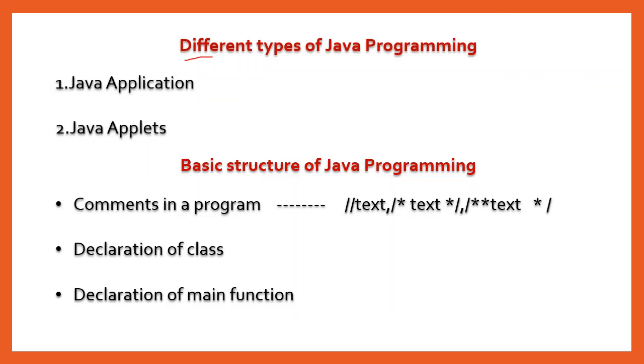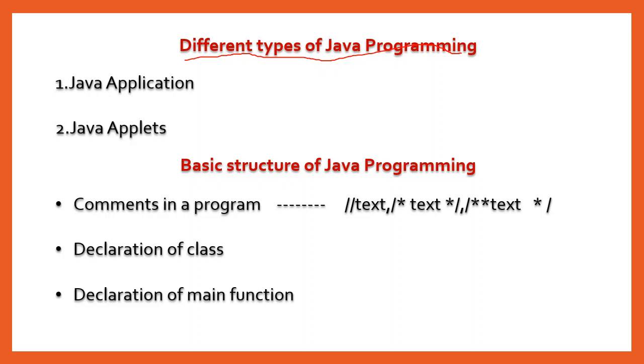Next one is different types of Java programming. We can develop two kinds of Java programming. One is Java application and the next one is Java applets. A Java application is nothing but a Java program, just like how we used to develop a program. That is called a Java application. It can be interpreted with the help of the Java virtual machine, so that the machine code will be developed and run on the native environments wherever it is executed.